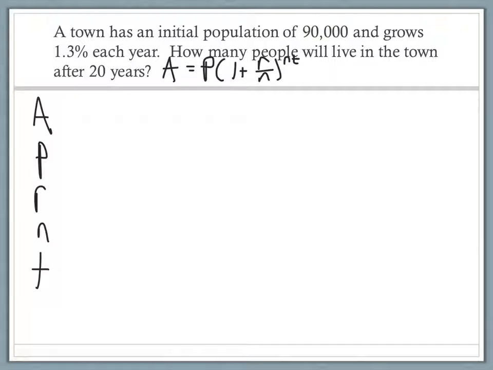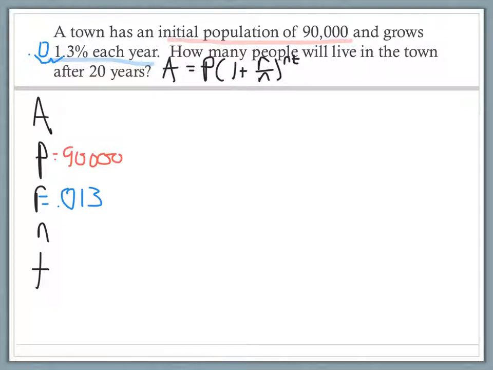Okay. So the first part says the initial population, which we talked about. The initial or the starting amount is our P. So we know that my P is going to be 90,000. And then it says it grows 1.3 each year. So my rate is going to be 1.3. We can't write the rate as a percentage though, so we have to move that decimal over 2 spots. So it's actually going to be 0.013 is my rate.